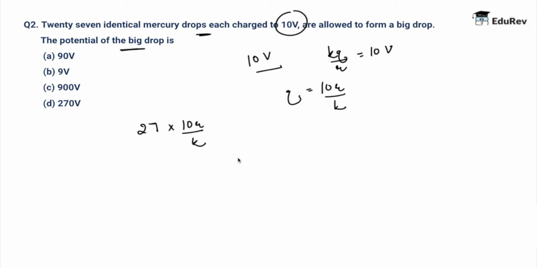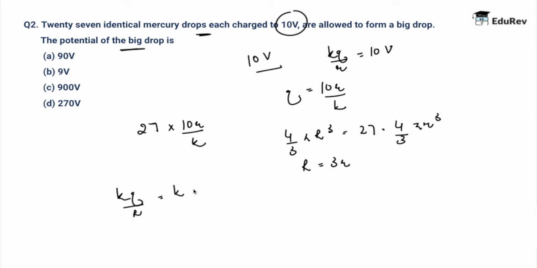Now equating the volumes to find the radius of the bigger drop, can I say that 4 by 3 pi R cube equals 27 into 4 by 3 pi r cube, correct? So R is nothing but 3r, and the final voltage, can I write it as KQ by R, which equals K times 27 into 10r upon K times 3r, and this equals what? 90 volts. So 90 is going to be the answer. I hope you understood this. So let's move on to question number 3.